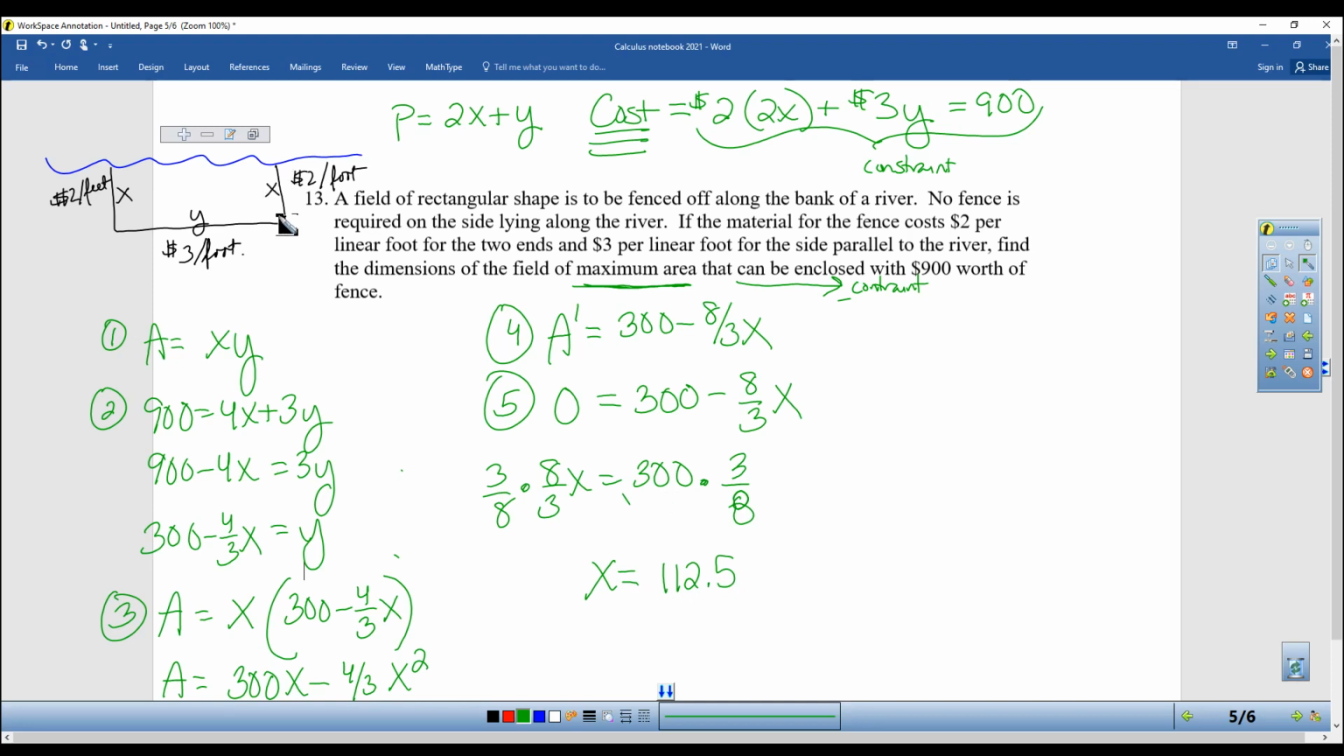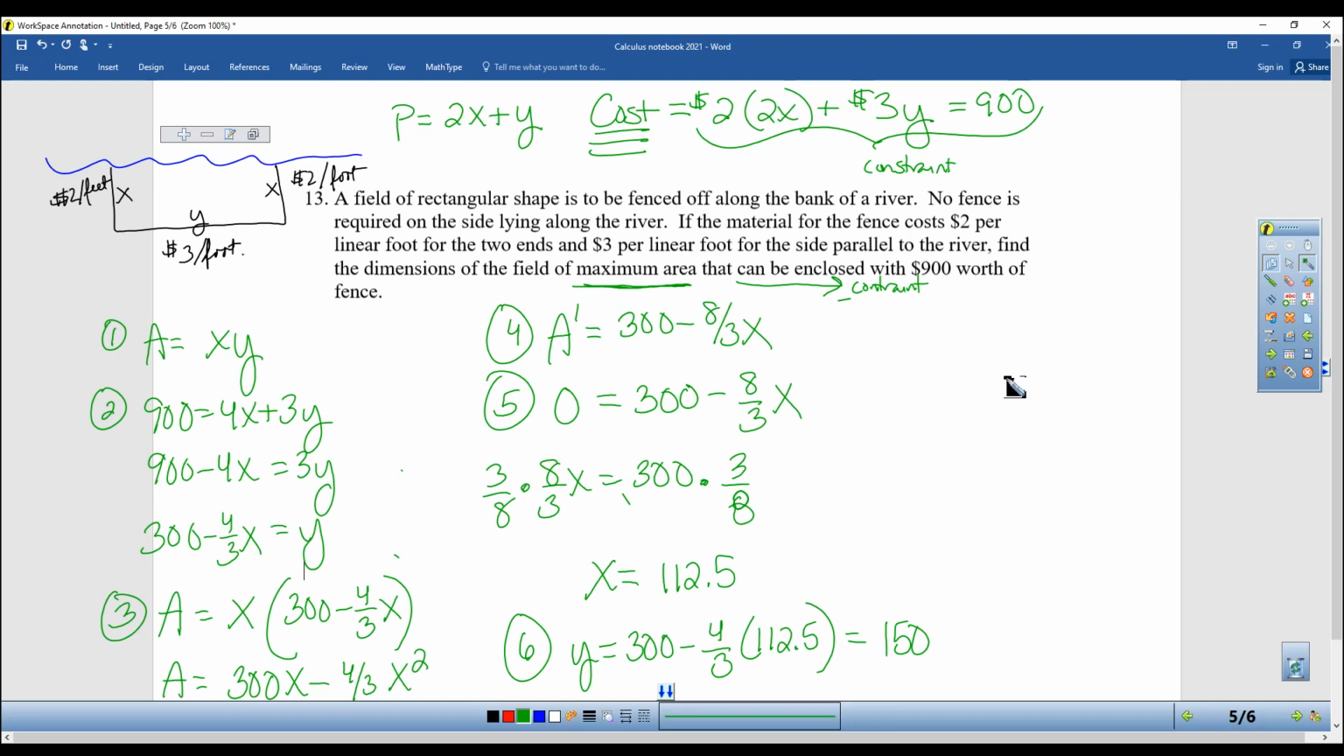It found us this distance right there. What do they want to know? Remember, step 6 is actually answering the question. Find the dimensions of the field. Okay, so we found one dimension. So I now need to know y. I go back over until I find it. So y is going to be 300 minus 4/3 of the 112.5. So times 4/3, it's going to be 150.